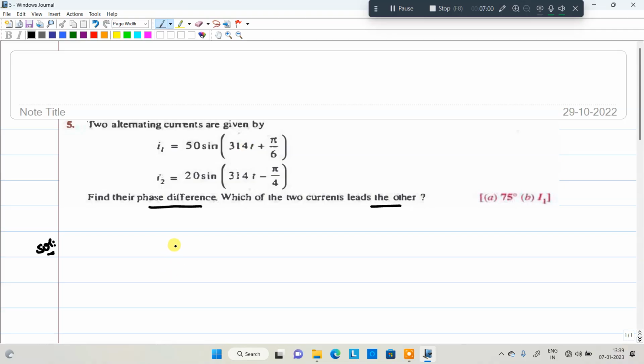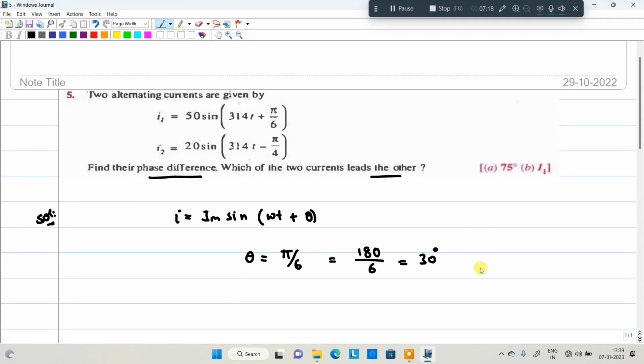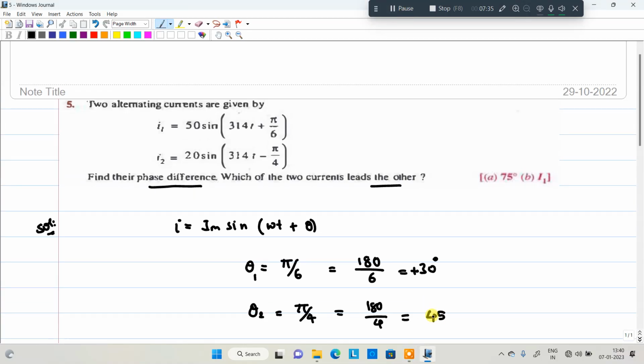So here i is equal to Im sin(omega t plus theta). Here the theta value in the first case is pi by 6, that is 180 divided by 6, 30 degrees. That is the theta value. It is a plus sign, right? Next, theta 2 is equal to pi divided by 4, that is 180 by 4, which is equivalent to 45. Okay, it is negative.